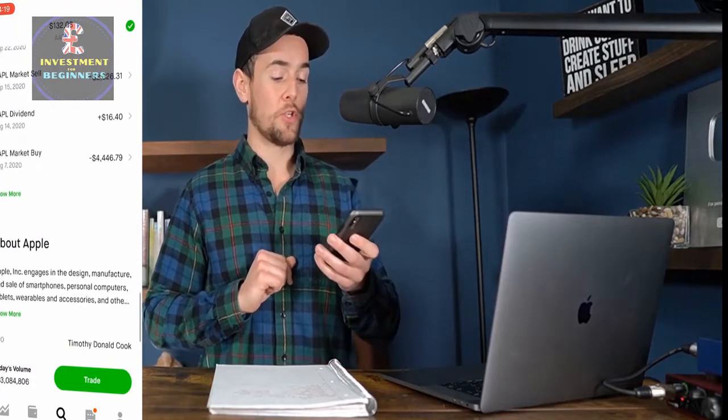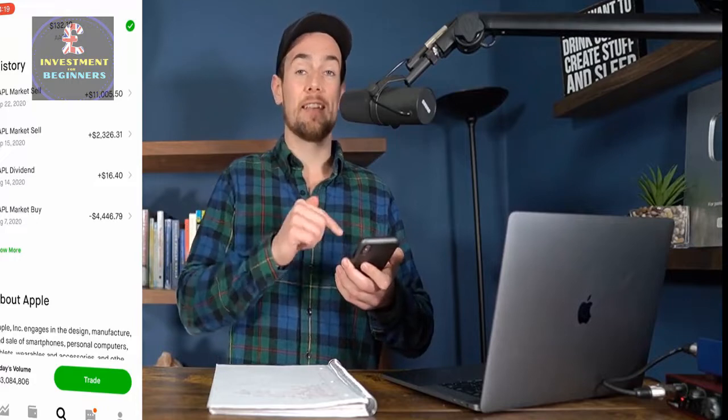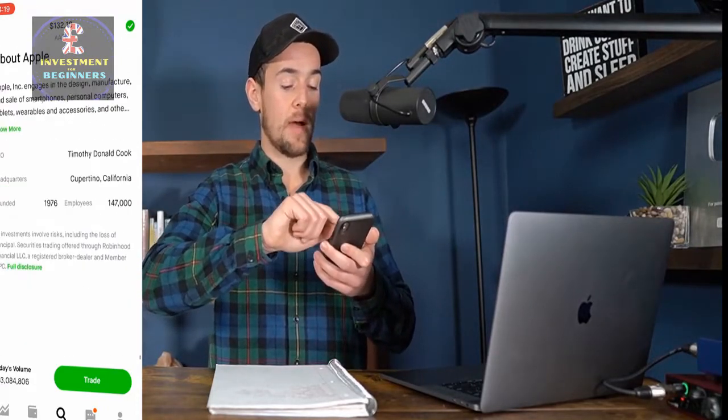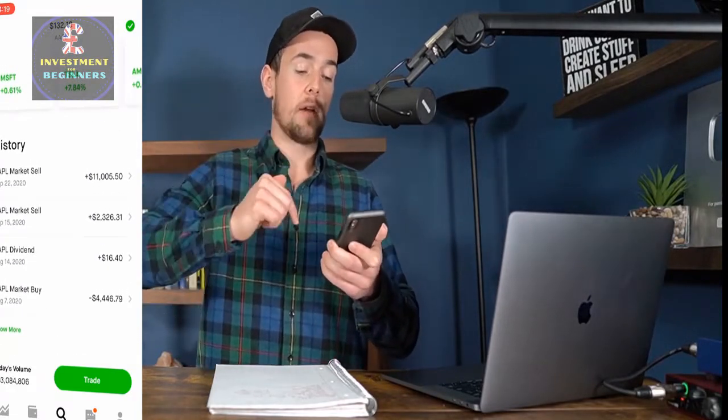There's also history here, which shows you guys that I have owned Apple in this portfolio in the past. So if you've owned a stock in the past, that's going to show up down here. There's an about section that tells you more about Apple. And then, of course, you have the trade button if you want to purchase or sell your shares.